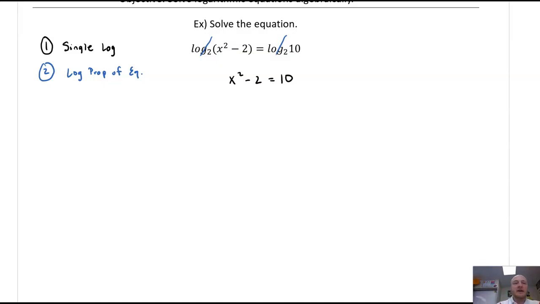Okay, now I want to go ahead and solve. So I'm going to add 2 to both sides.